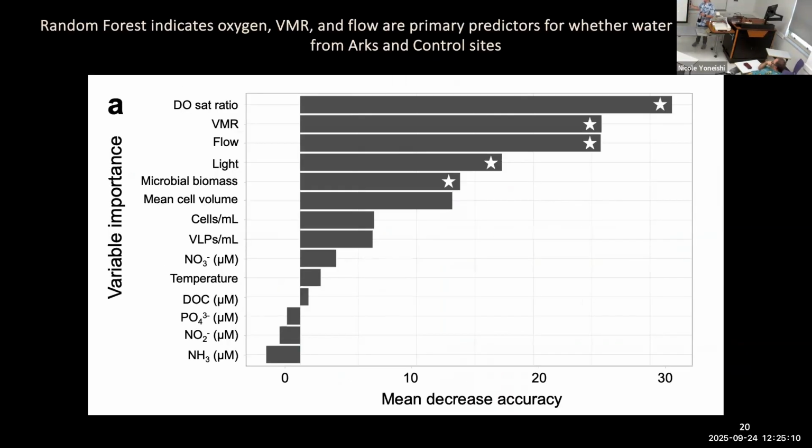And finally, the last part before I show you some photos, I know you're like, show us the photos. We ran a random forest to try and determine which were the most important predictors of whether we were looking at an arc or a control site. The most important variables here were the dissolved oxygen, the VMR, and the flow.